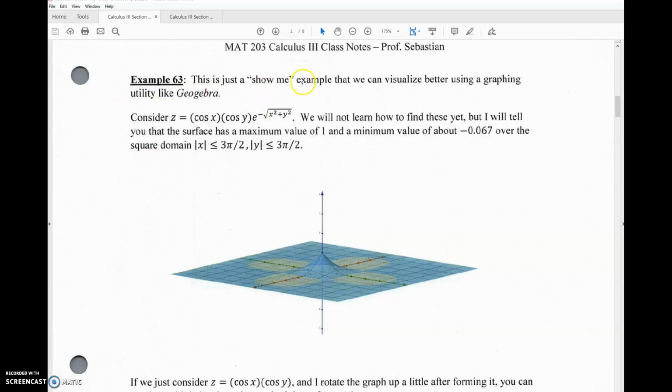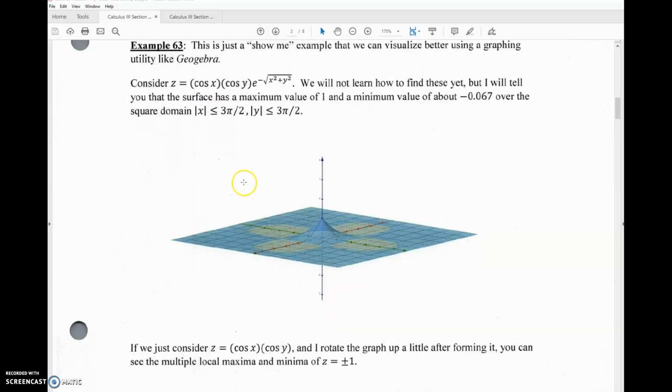as an example, I just wanted to do a show-me example where I graph some different functions using GeoGebra, just to give you an idea of how these things could look. So let's consider the function z equals cosine of x times cosine of y times e to the minus square root of x squared plus y squared. So we're not learning how to find the maximum and minimum yet, but there is a maximum value of 1. You can see that right here. And a minimum value of about negative 0.67 over the square domain absolute value of x less than or equal to 3 pi over 2, absolute value of y less than or equal to 3 pi over 2.